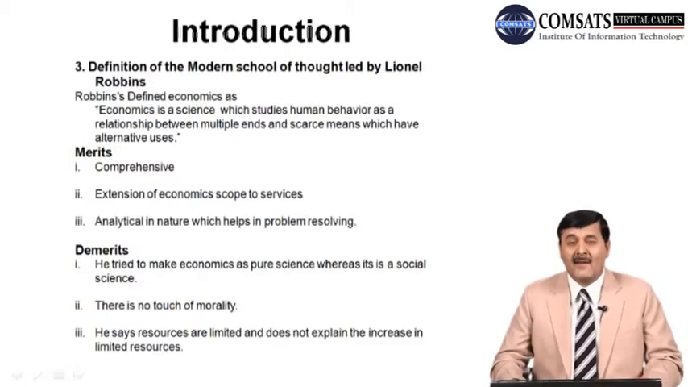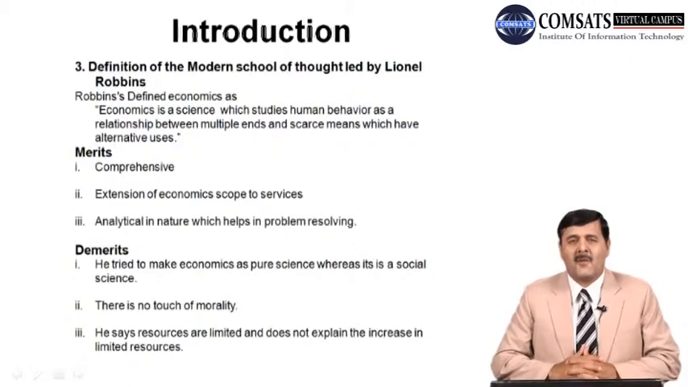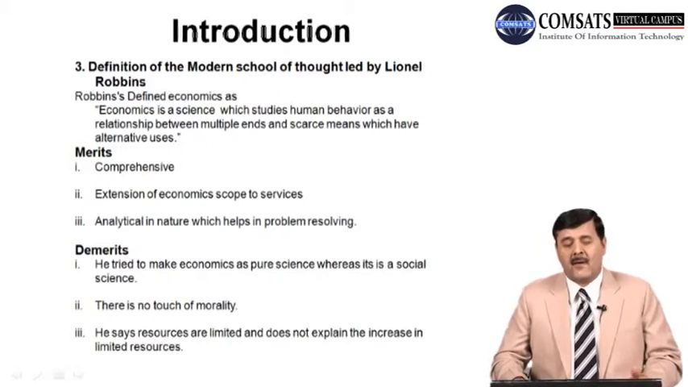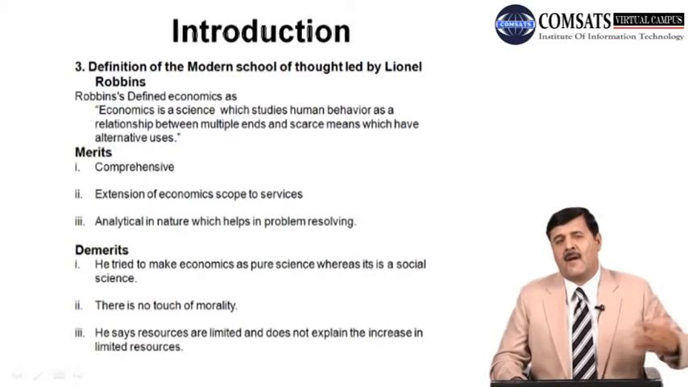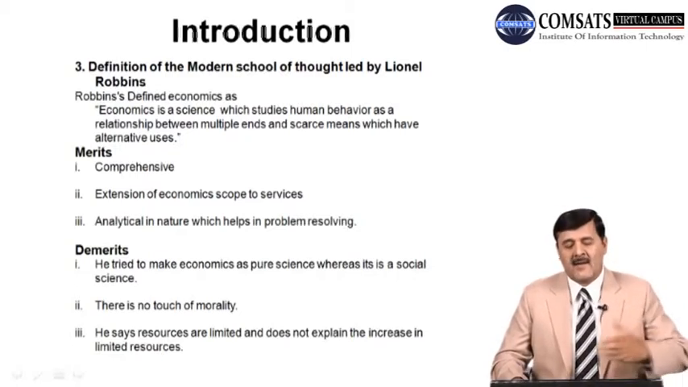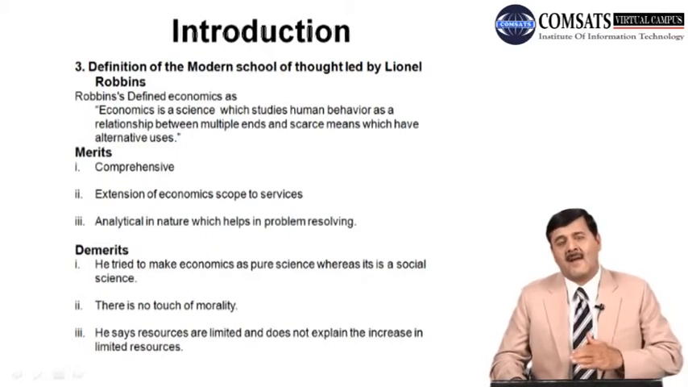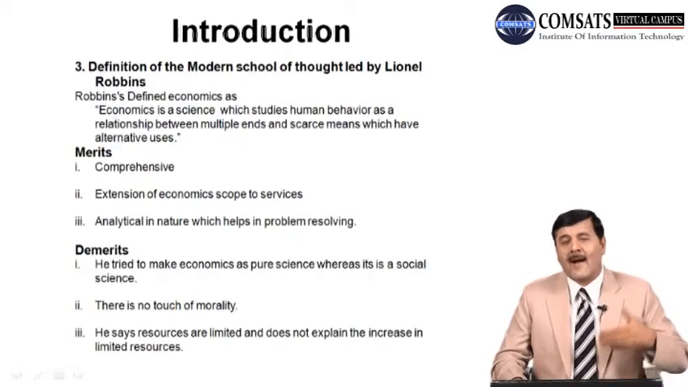And they said that economics is a science which studies human behavior as a relationship between multiple ends and scarce means which have alternative uses. So if you look at the definition, ये कहते हैं कि इकोनॉमिक्स एक ऐसी साइंस है जो कि ह्यूमन बिहेवियर को स्टडी करती है, एनालाइज करती है, as a relationship between, on one side, there are multiple ends, multiple desires, unlimited desires of the society or of the individual, and then its relationship with scarce resources, scarce means. And on the other side, resources are scarce, are limited.